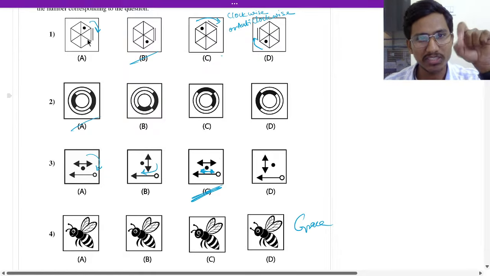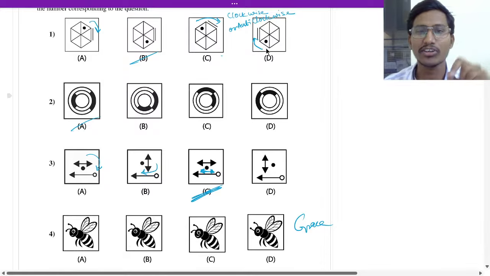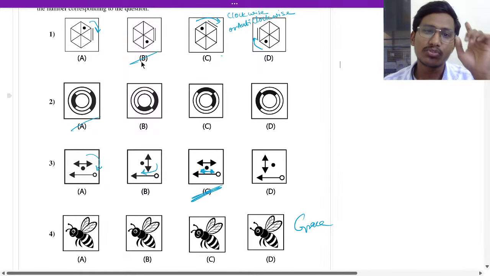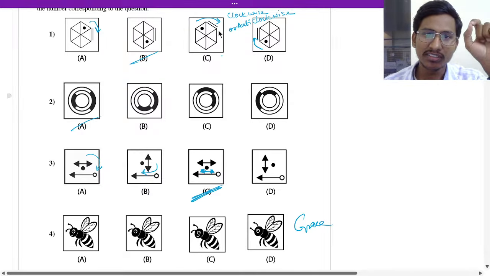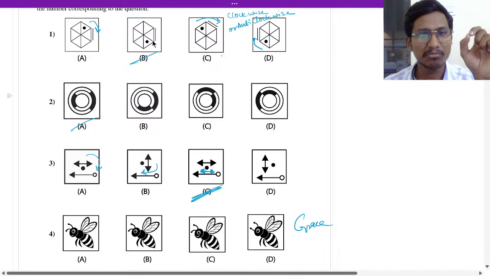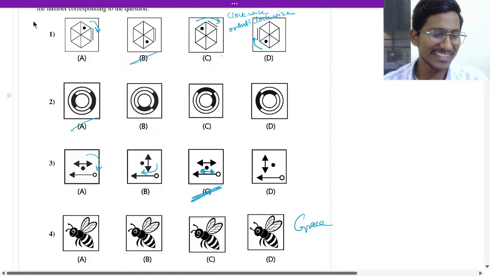If you go in a reverse clockwise direction also, it is line and then dot, line and dot, line and dot. In the clockwise direction it is line and dot, line and dot, line and dot. But in B, it is dot and line, dot and line, dot and line, and here line and dot. So that is why B is the answer for the first one, whether you go clockwise or anti-clockwise. Everyone got B? Okay, B is the answer for the first.